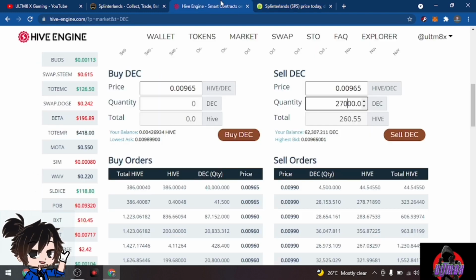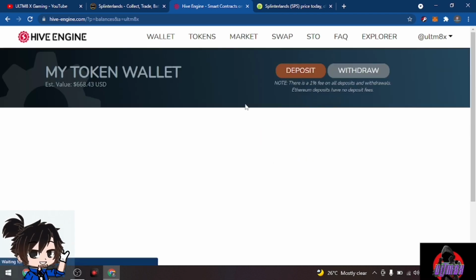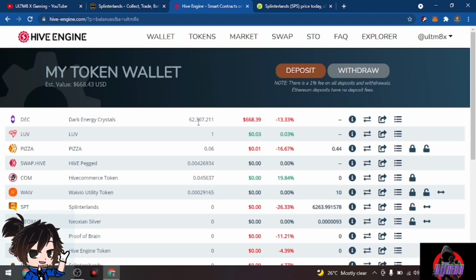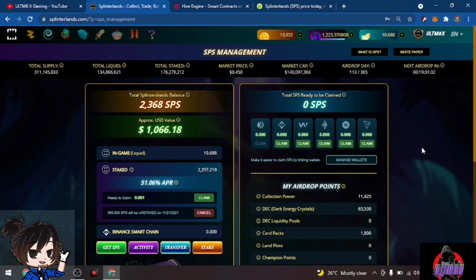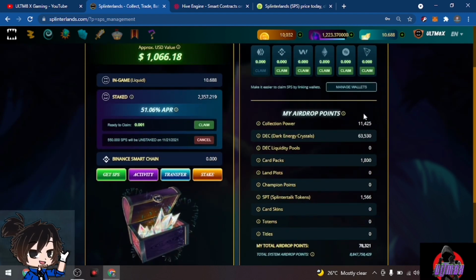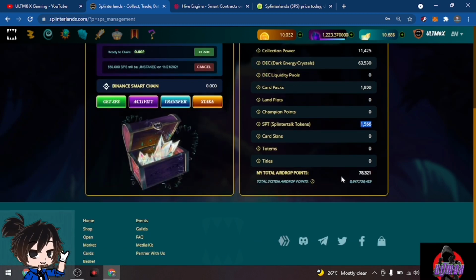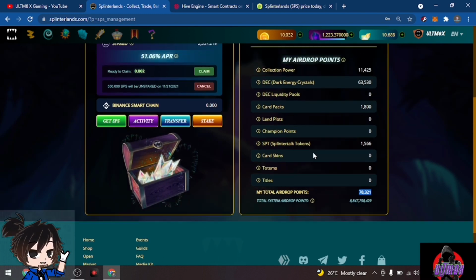We're now able to have at least 62,000 in DEC in our Hive Engine wallet, and we still have 1,233 in the game. So a total of 63,530. Our card collection is at 11,000. Card packs is now at 6. We're able to buy another pack earlier, and our Splinter Talk is at 1.5. So we ended up at a total value for our airdrop of 78,321 with a daily airdrop of 9.3 for the SPS. Which is a good trade, guys, because I think we're able to double up.